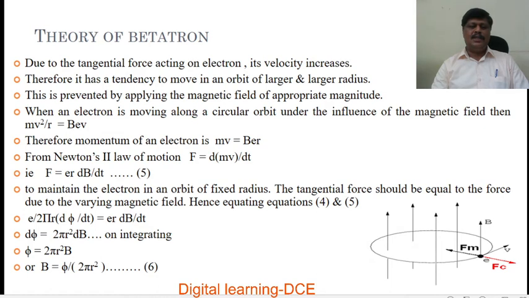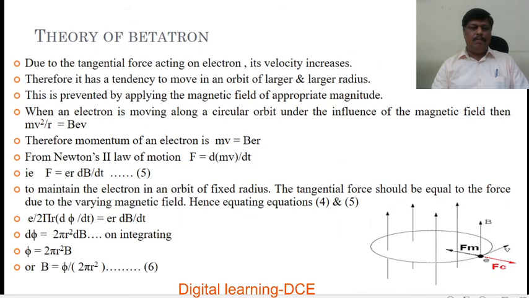From Newton's second law of motion, applied force is directly proportional to the rate of change of momentum, that is d by dt of mv. So F is equal to eR into dB by dt, since the magnetic field changes, the rate of change of magnetic field. For mv substitute BeR, so eR into dB by dt. Call this equation 5.